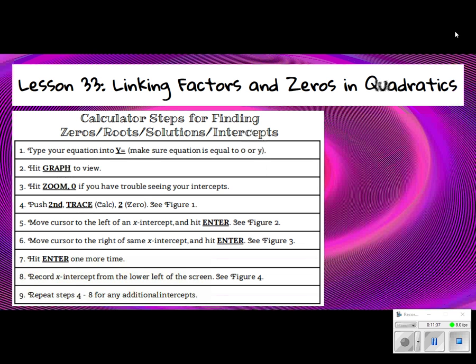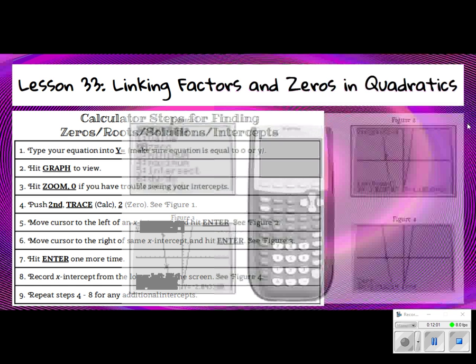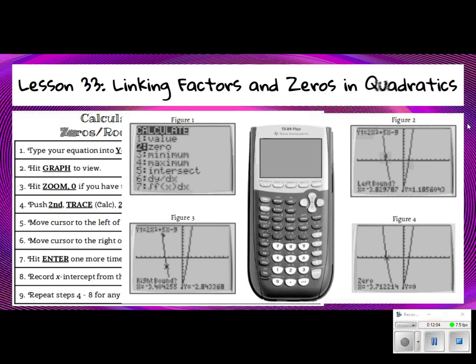All right, so here are some steps for using the calculator to help you find zeros, roots, solutions, x-intercepts. And so if you have them in your notes, you can go back and refer to them. If you don't have notes, you might want to copy these down. These allow you to use the calculator to help you figure out where those solutions are. We're going to look at that in a second. But here is a picture of the steps of what's going on in the calculator.